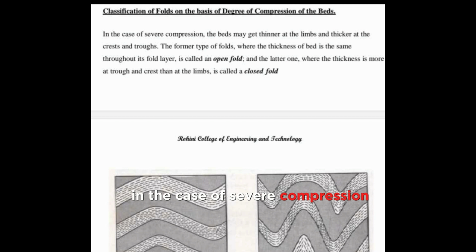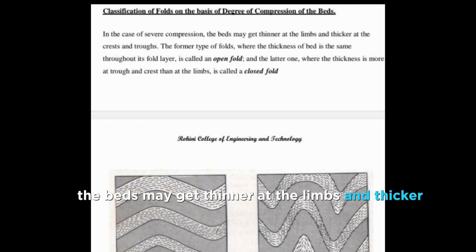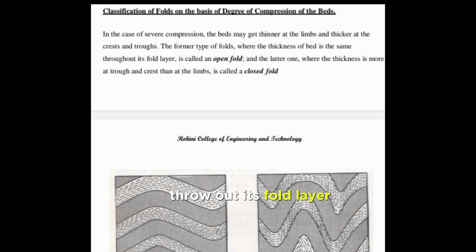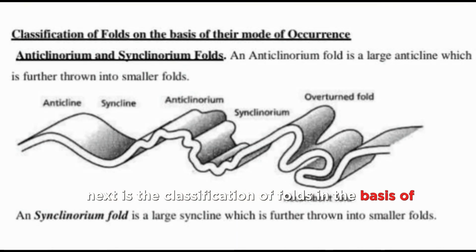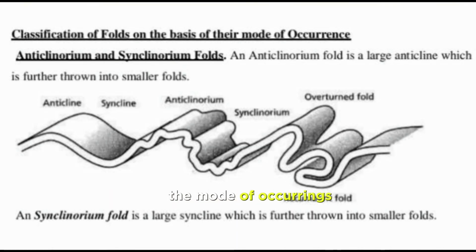In the case of severe compression, the beds may get thinner at the limbs and thicker at the crest and troughs. The former type of folds, where the thickness of bed is the same throughout its fold layer, is called an open fold, and the latter one, where the thickness is more at trough and crest than the limbs, is called a closed fold.